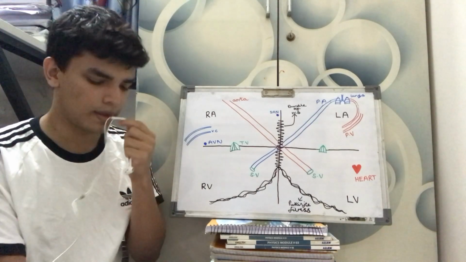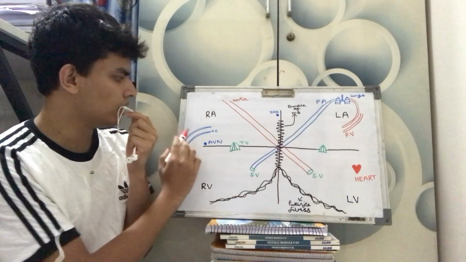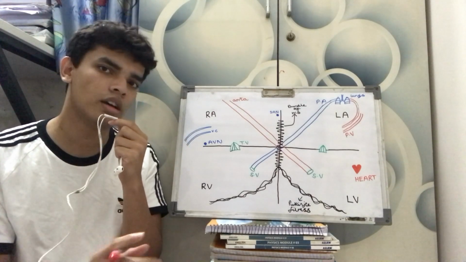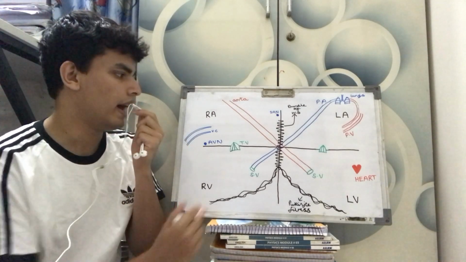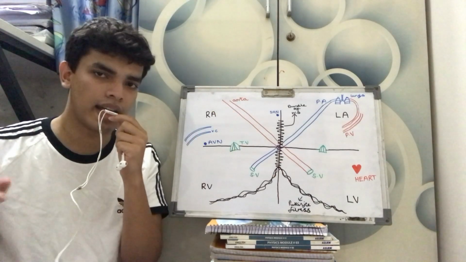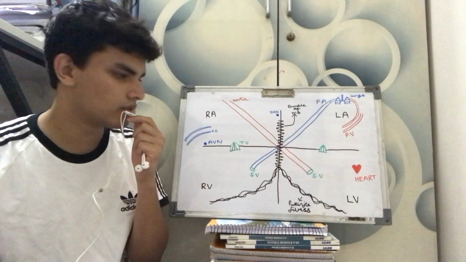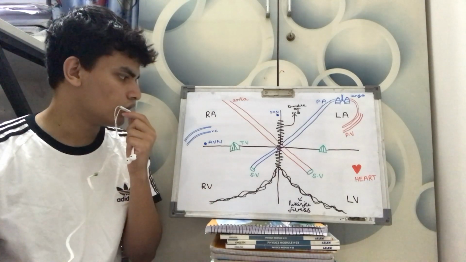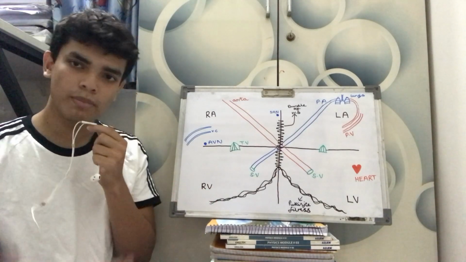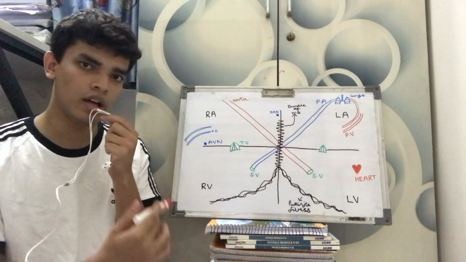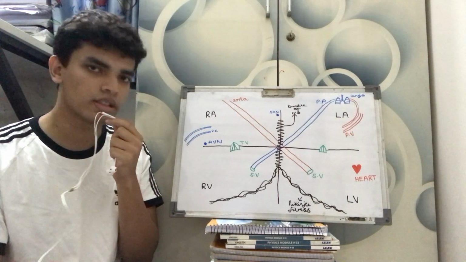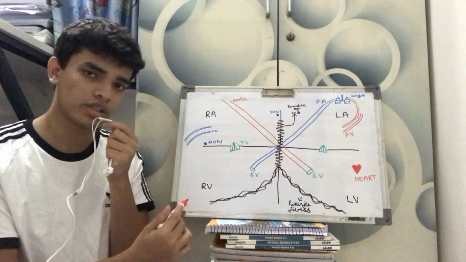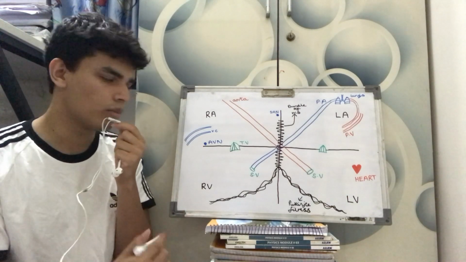So let's start. These blue vessels represent deoxygenated blood, which does not have oxygen, and the red ones which I have made carry oxygenated blood. That is the only thing. Now I will tell you how the blood is flowing. From the body, after the cells use up the oxygen, the deoxygenated blood is carried by the vein. So this is the vena cava. It brings deoxygenated blood from the lower body.